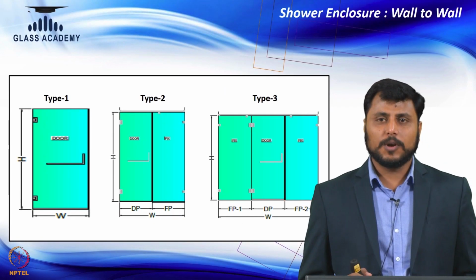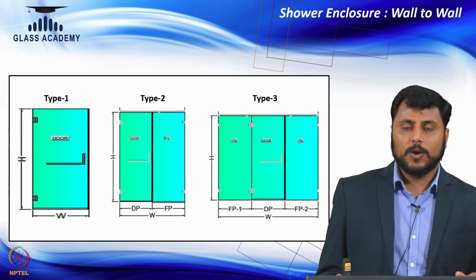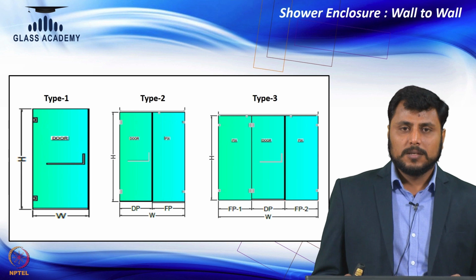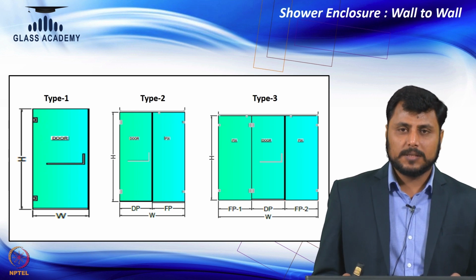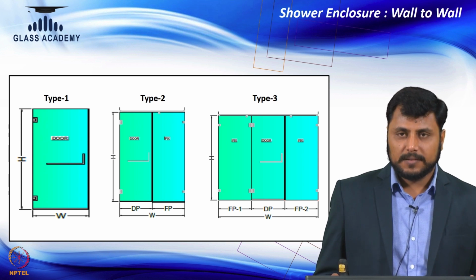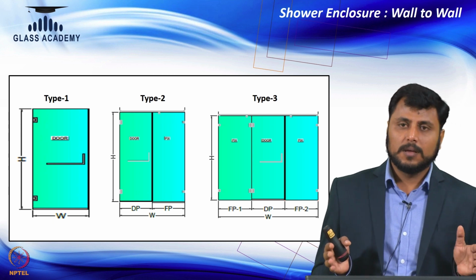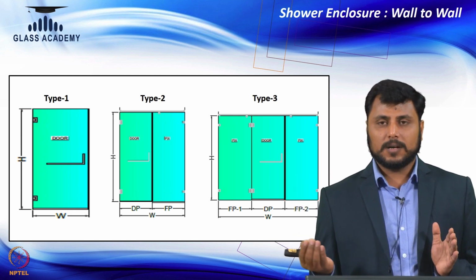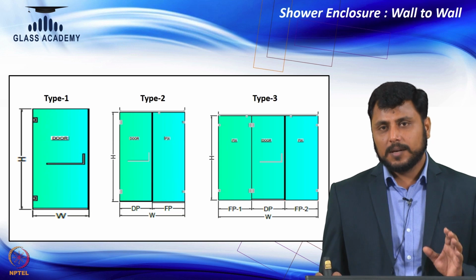Let us go first to wall to wall. As we discussed, there are two categories, one is wall to wall, the other category is sliding or corner. So, you can see here type 1, type 2, type 3. These all three types are known as the wall to wall category. Why? Let us say there are two walls in a bathroom where a customer wants to fix a glass from one wall to the other wall. So, there are three different ways where I can pitch this product.